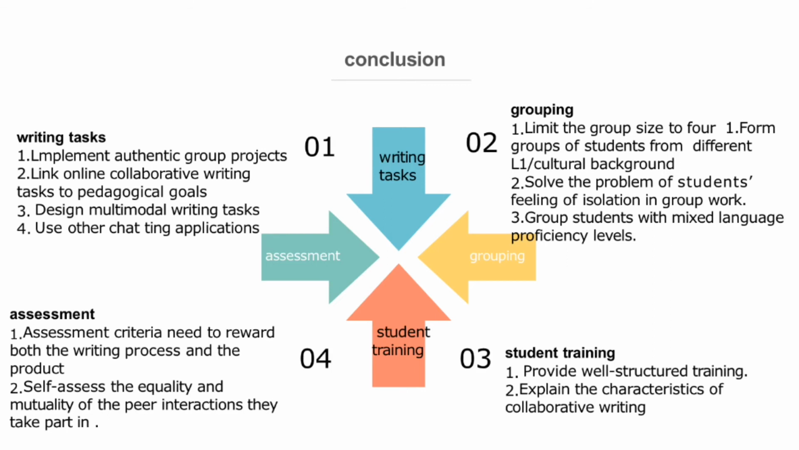The second part of suggestion focuses on grouping. Firstly, when grouping students for computer-mediated collaborative writing, it would be important to limit the group size to 4, because in large groups, students are likely to have a weaker sense of task ownership, and some of them would not want to make the effort. Secondly, teachers should form groups of students from different L1 or cultural background, because it can promote intercultural understanding and communication in target language.